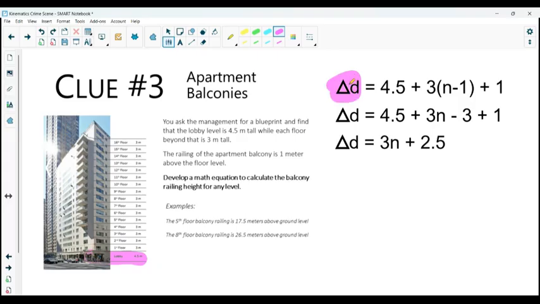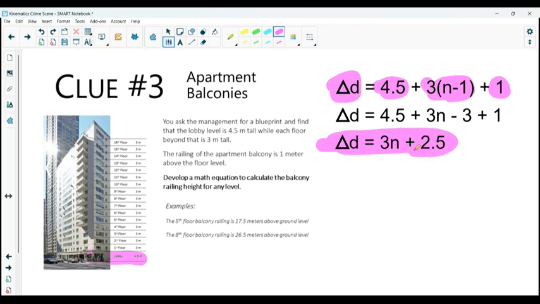We're going to say the displacement is the lobby, which is 4.5 meters. And then instead of saying 3n, because for the third floor you're not actually counting three floors, there are only two 3 meter floors under the third floor, we would say 3 times n minus 1, and then we have to add the plus 1 for the railing. Now we can simplify all that, and this is going to be our final equation for the height of each floor.